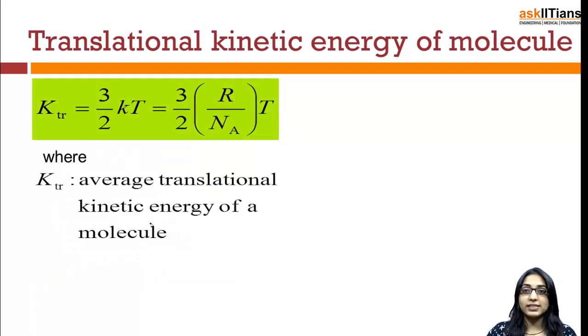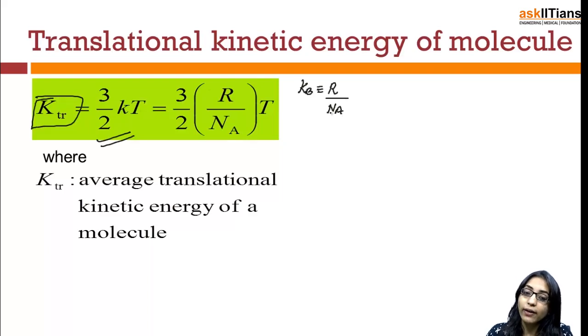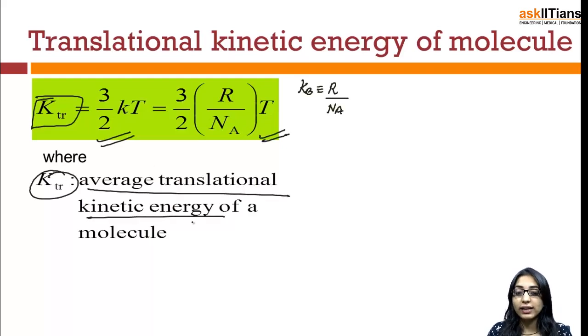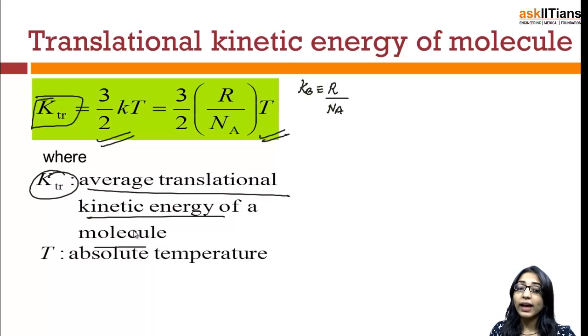Now, in a little more detail, K translational is 3 by 2 kBT, and we know kB is the Boltzmann constant, which is R over Na. So it is 3 by 2 into R over Na into T, where K translational is the average translational kinetic energy of the molecule. Now you have been given what we mean by the average translational kinetic energy of the molecule.